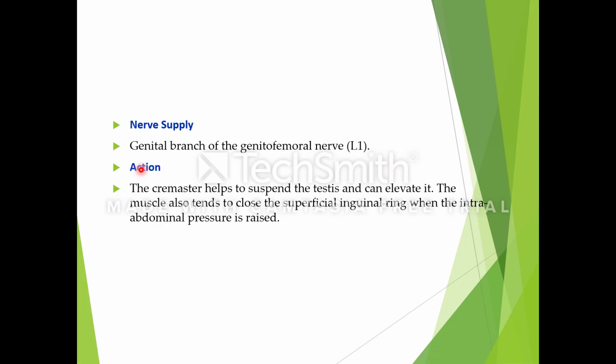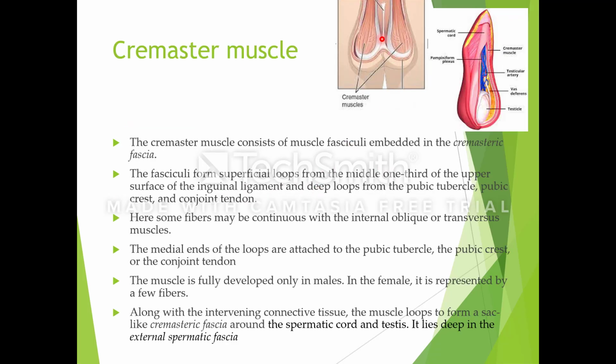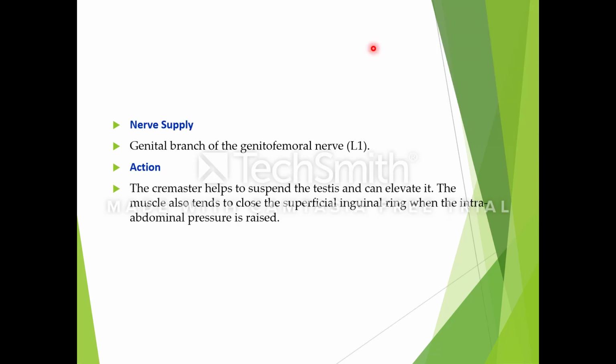What is the action of the cremaster muscle? The cremaster muscle helps to suspend the testes and can elevate them. See here, it can elevate the testes also. The muscle also tends to close the superficial inguinal ring when the intra-abdominal pressure is raised. So it will protect the inguinal canal from the hernia, or prevent the hernia from occurring.